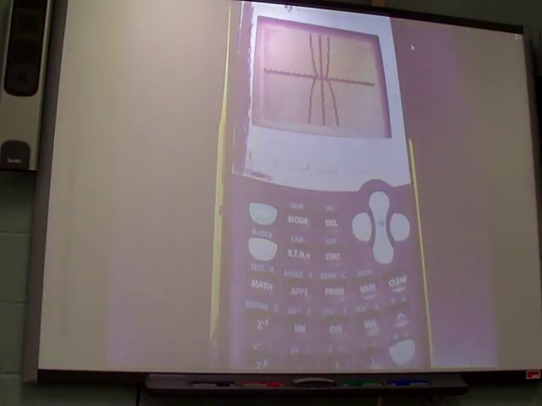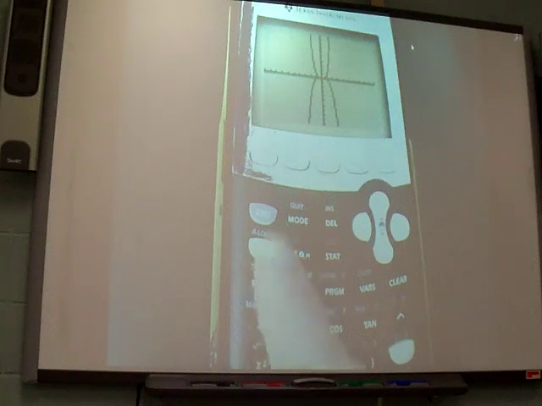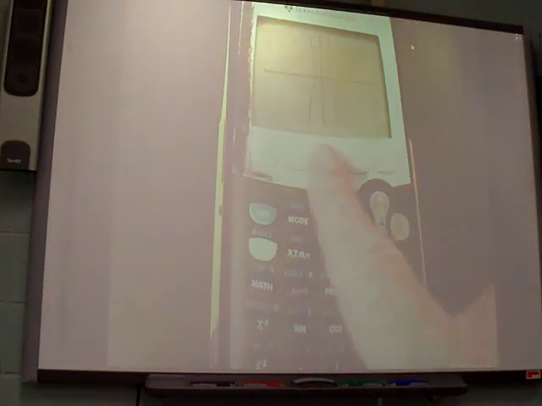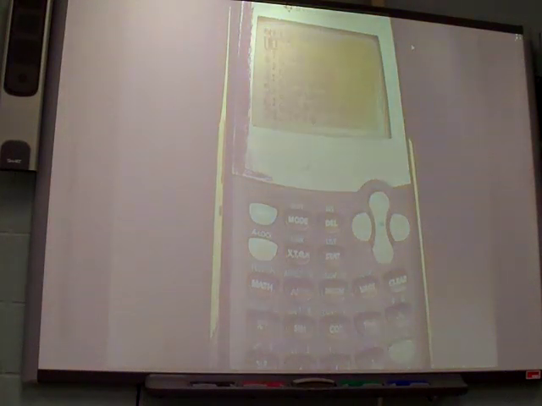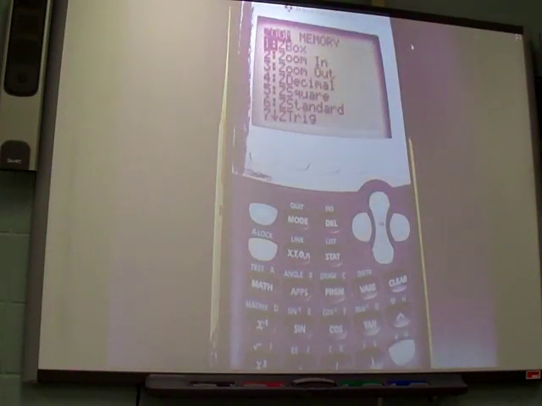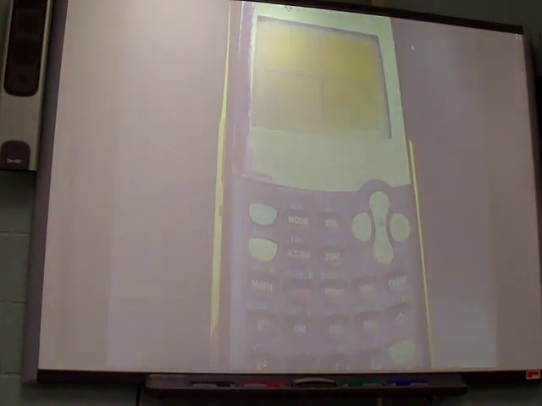Number one thing to always check for is somebody in another class probably screwed up your zoom. So see where your zoom button is? Push that. Let's look at it. Zoom. There's lots of stuff in there, but number 6. If you're taking the ACT, if you're in here and somebody screwed up your calculator, zoom 6 will always take you back to the standard window.